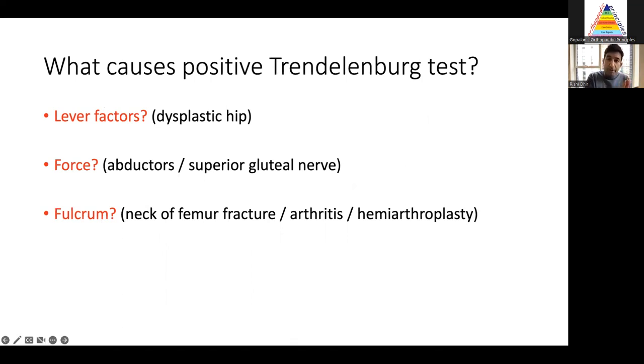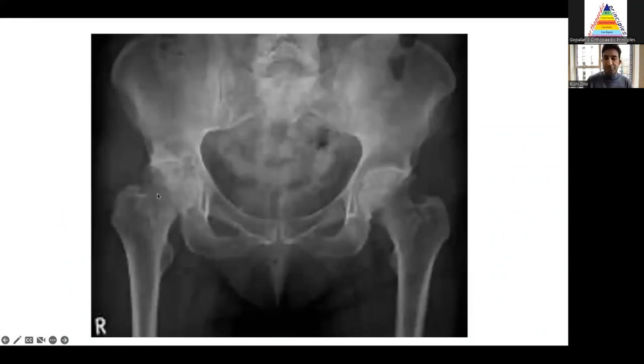Is it a force problem? Or is it a fulcrum problem? So the lever itself, if the hip is dysplastic, is going to be affected. It could be a problem with the force, either muscle or nerve, or it could be the fulcrum, the center of rotation, which would be altered if you've got arthritis or a hemiarthroplasty or a neck of femur fracture. So all those things can cause a positive Trendelenburg test, okay?